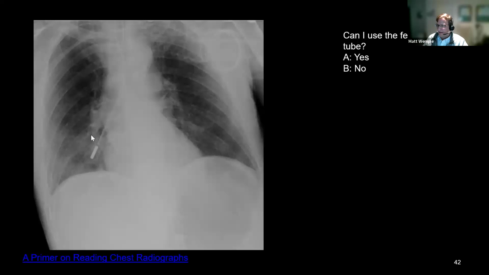Okay, great. All right, can I use this feeding tube? We get asked about feeding tubes all the time as an intern.